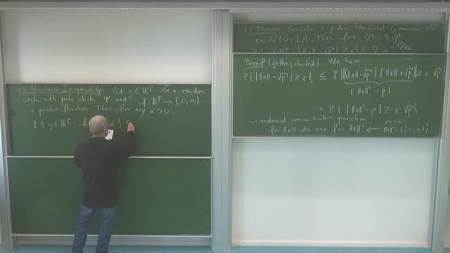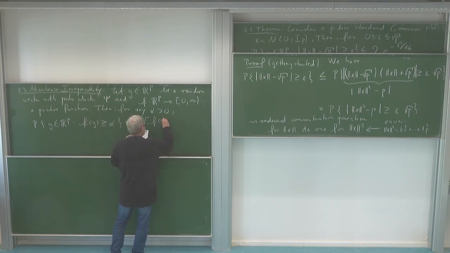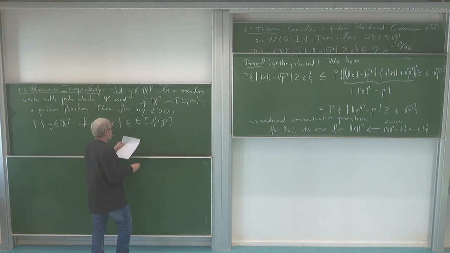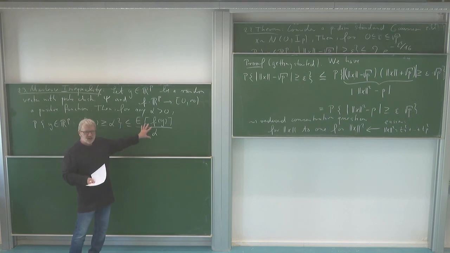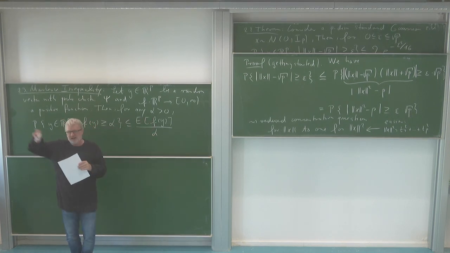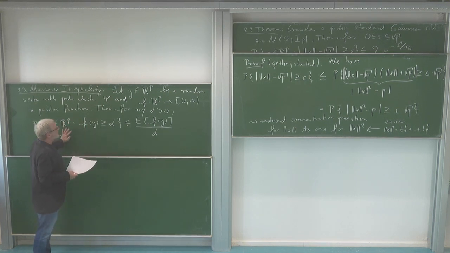This can be estimated by the expectation of this function f of y divided by alpha. So this means the bigger I make alpha, the smaller this gets. So the probability that I see very large values is getting smaller and smaller. So that's a very basic inequality.